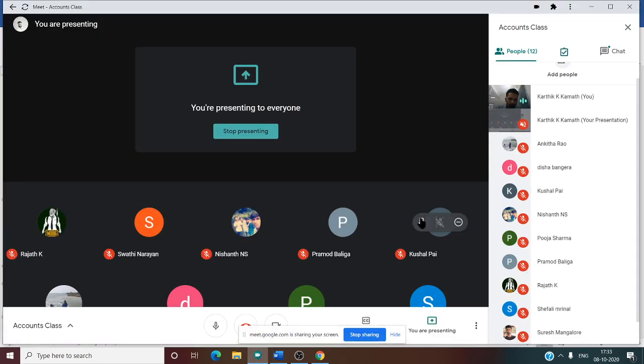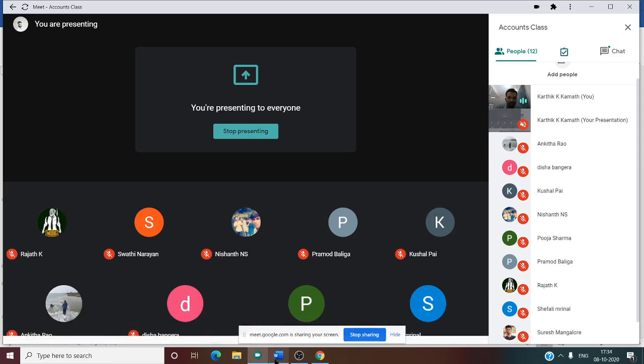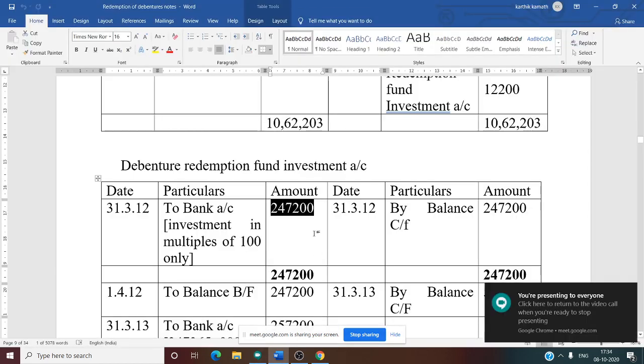So have you understood this one? Why are we not writing 2,47,265? Because investment is in multiples of 100 only. That is why we exclude the 65. When we exclude that 65, we need to carry it forward to the next year. That we will discuss. For the time being, we write 2,47,200 to bank account, investment is made.